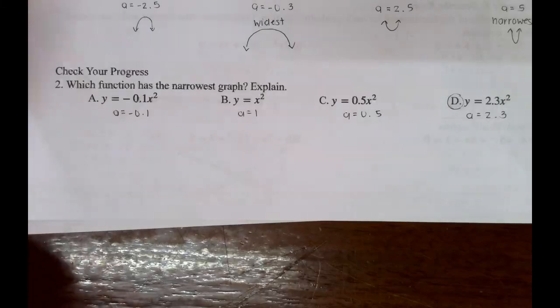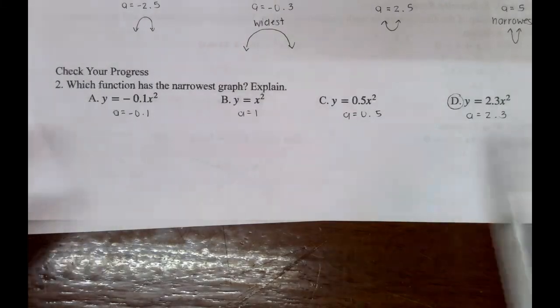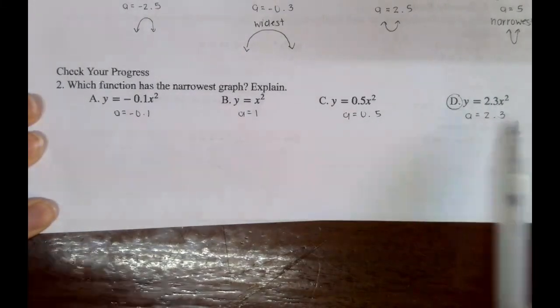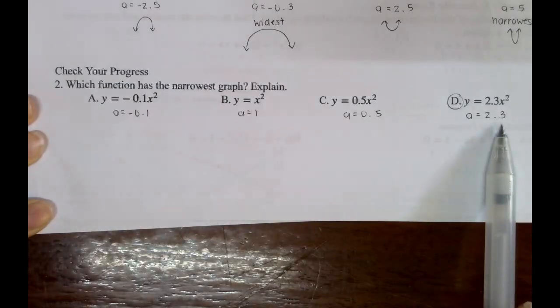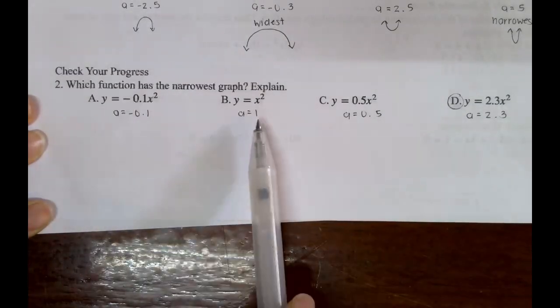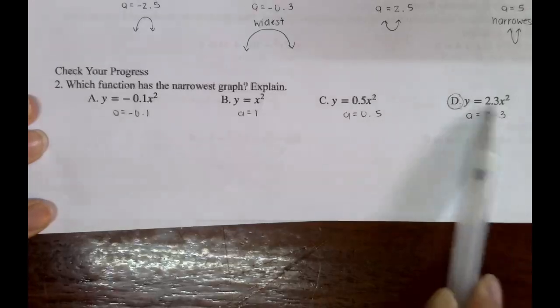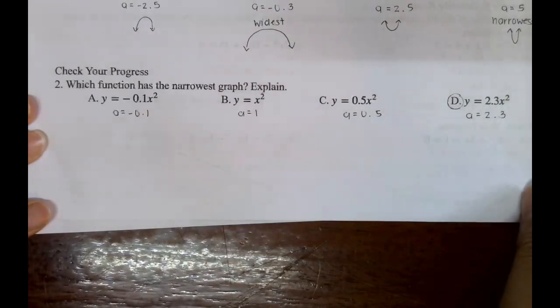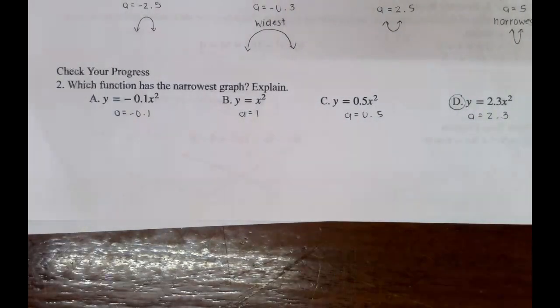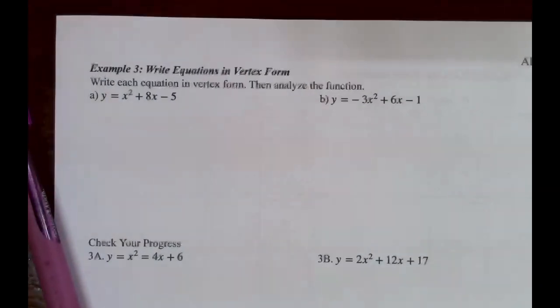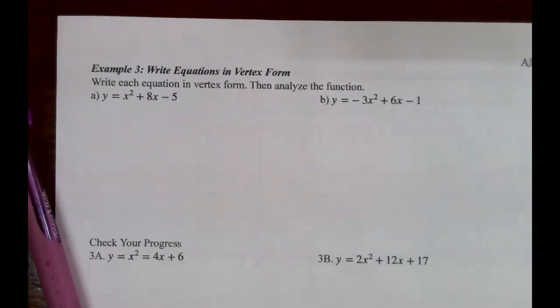Okay, for this one you should have gotten D, and the reason why is because this one has the greatest absolute value. Right, so compared to 0.1, 1, 0.5, and 2.3, this one is the biggest, and so that's why it will be the narrowest. Okay, so now this takes us to example 3.